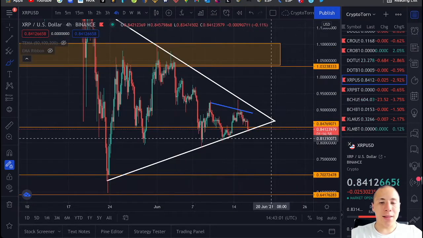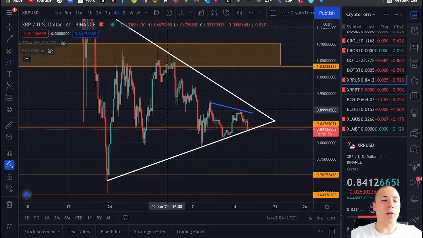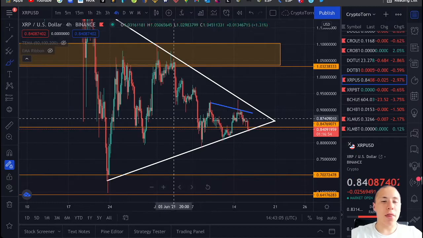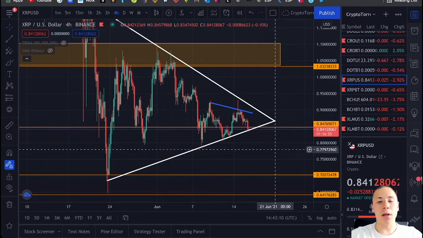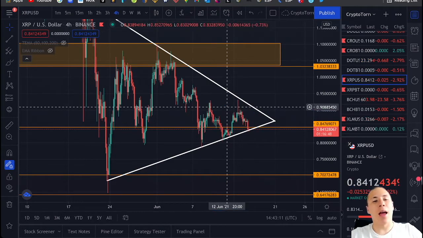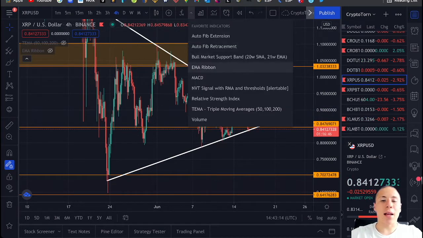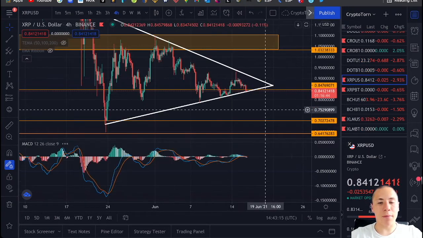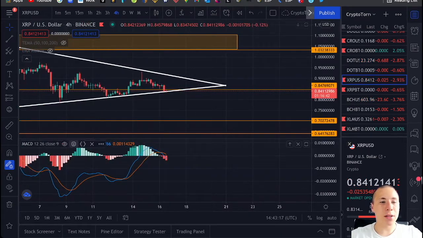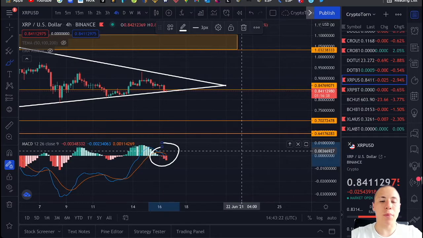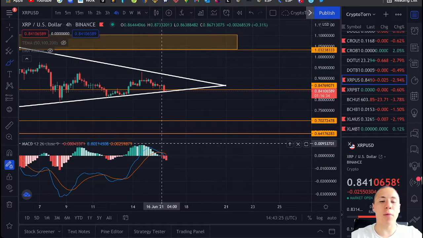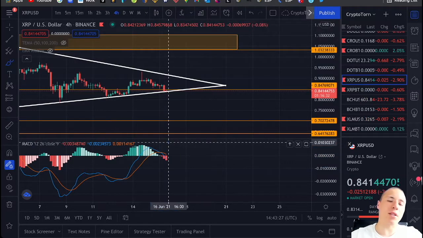And let's take a look lastly at the MACD on the 4-hourly time frame, and afterwards I will be showing you the daily time frame as well. So if we enable the MACD on the 4-hourly time frame, what you're seeing is that we actually saw a crossover getting created right now on the XRP compared to the US dollar chart on the 4-hourly time frame, and that is actually confirming that we will see a breakout towards the downside occur.